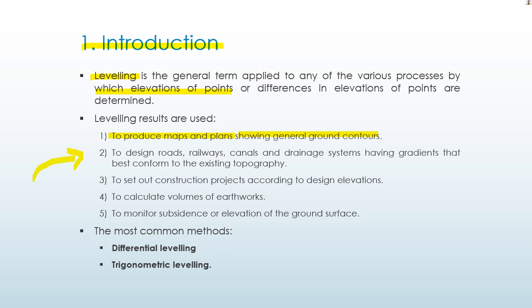We need leveling to design roads, railways, and other building structures to be suitable to the existing topography, to set our construction projects in accordance with their design, to calculate volumes of the earthworks, and to monitor the subsidence or elevations of the ground surface. Two common methods we use in leveling include differential leveling and trigonometric leveling.